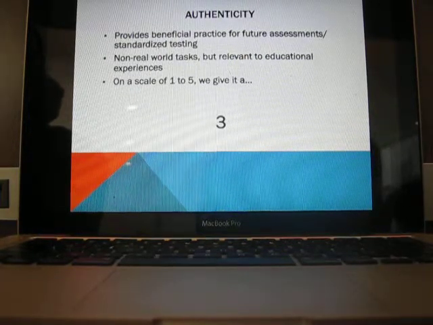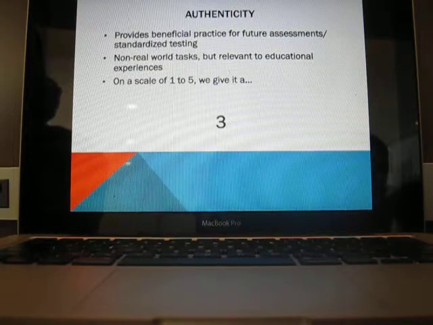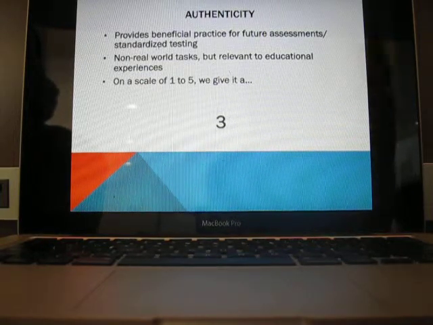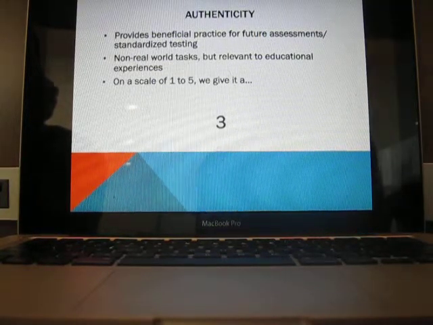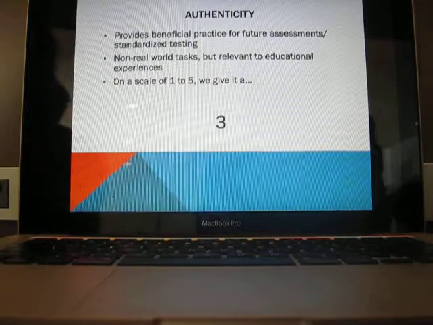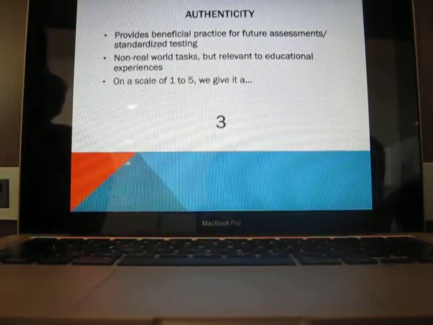In terms of authenticity, we gave it a 3. It does provide beneficial practice for future assessments and standardized testing all up until 12th grade and possibly past that. It does have non-real world tasks, but it is very relevant to educational experiences.